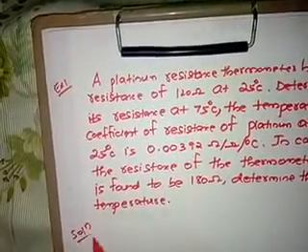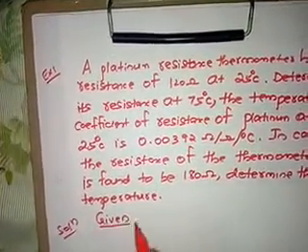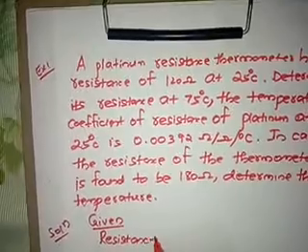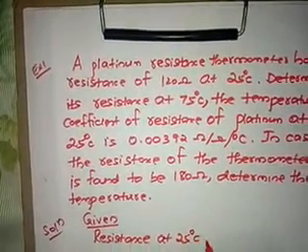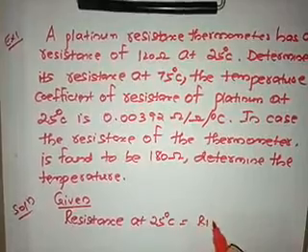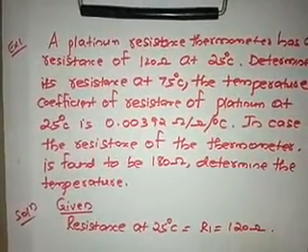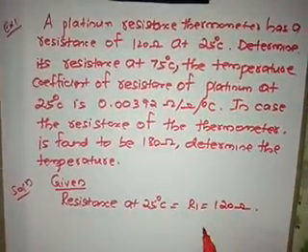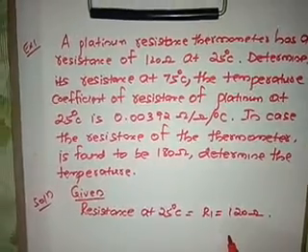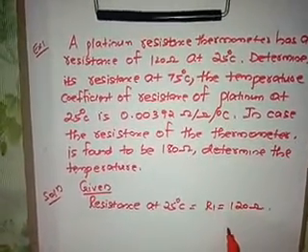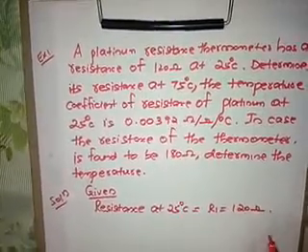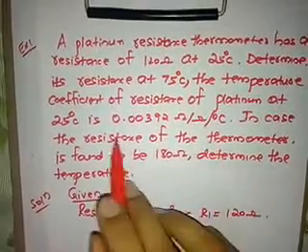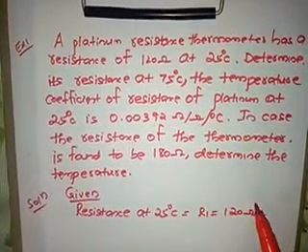So under solution, first write the given details. What is given? Resistance at 25 degrees Celsius. So that is R1 is given, that is 120 ohm. Fine. So once R1 is known, next we will note down the next parameter. Determine its resistance at 75 degrees Celsius. So what else is given? Temperature coefficient of resistance of platinum at 25 degrees Celsius is given.